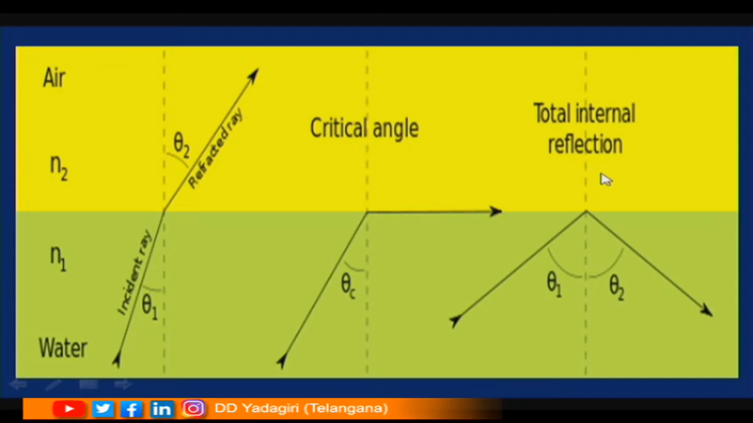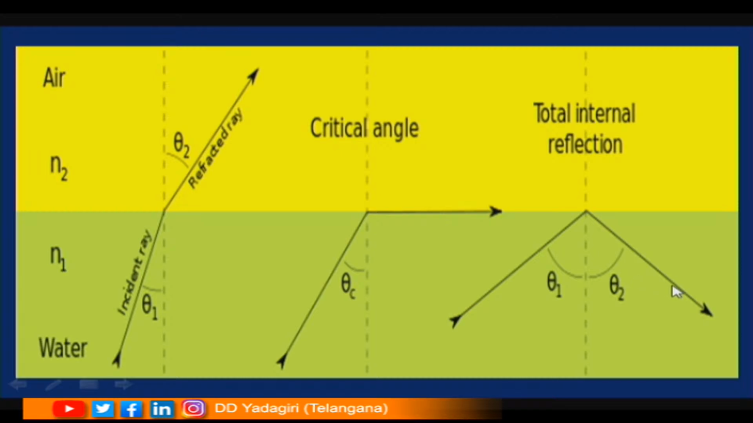So, to get total internal reflection, what is the condition? The condition for total internal reflection is that light has to travel from denser medium to rarer medium. Its direction is towards the rarer medium only, but once incident on the boundary between the water and air, it again comes back. This property is called total internal reflection.